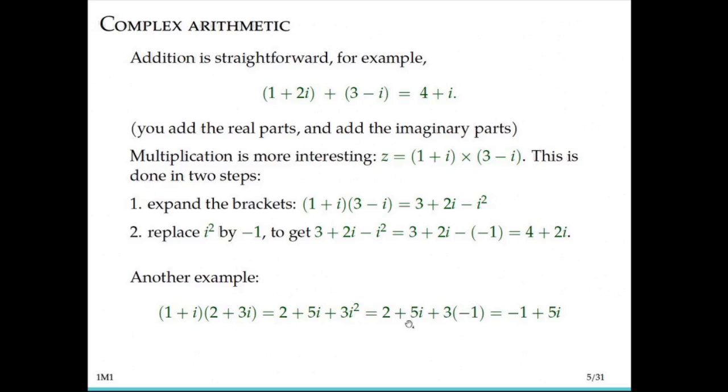So you have 2 plus 3 times -1. This -1 takes the place of the i squared. So this is the multiplication of complex numbers.